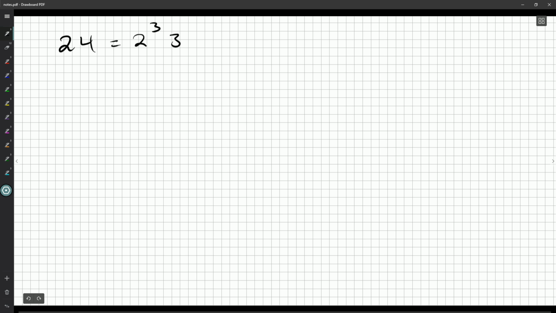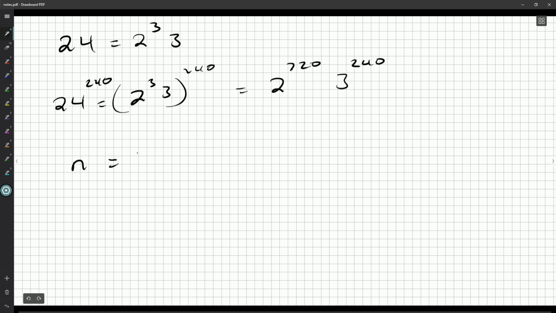24 is 2 cubed times 3. It's 8 times 3. But 24 to the 240, using our exponent rules, would be 2 to the 270, 3 to the 240. Now, n has to divide this. So n has to look like some power of 2 times some power of 3. If there were a power of 5 anywhere in there, you'd need to have a power of 5 in the product because n has to divide this.